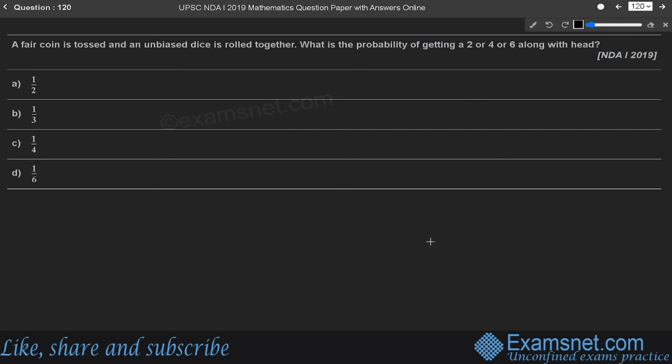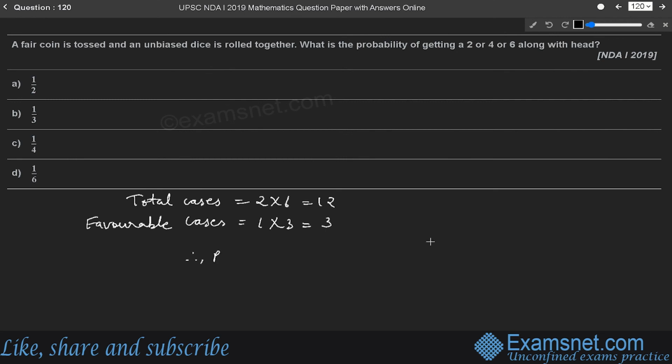Next question is, a fair coin is tossed and an unbiased dice is rolled together. What is the probability of getting a 2 or 4 or 6 along with the head? Again, the question comes from probability. So, according to the question, total cases will be equal to 2 into 6, which is 12. And the favorable cases of getting a 2 or 4 or 6 will be 1 into 3, which is 3.